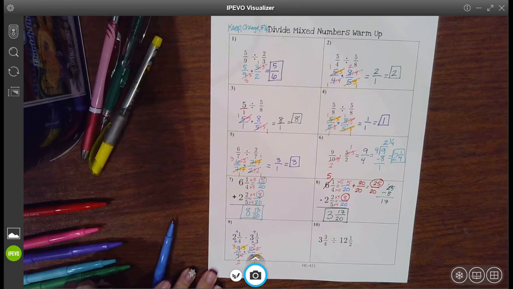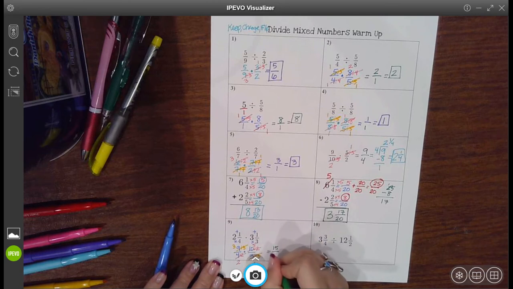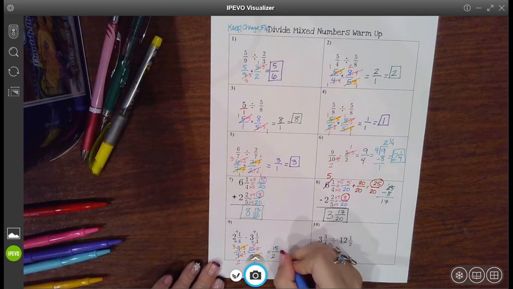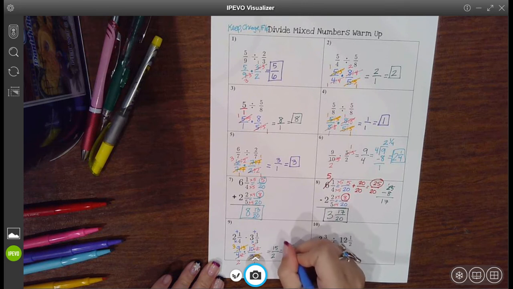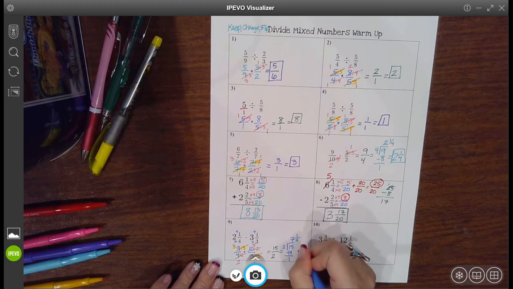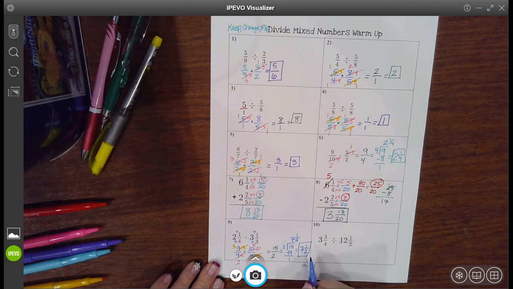When you multiply across, 3 times 5 is 15. 2 times 1 is 2. Can you leave it like that? No. So what you do is you take the top and divide it by the bottom. 2 goes into 15 7 times because 7 times 2 is 14. When you subtract that, you get a 1. So you put your remainder over what you divided by, which means 15 over 2 is the same thing as 7 and 1/2, because 2 goes into 15 7 times and has a remainder of 1.